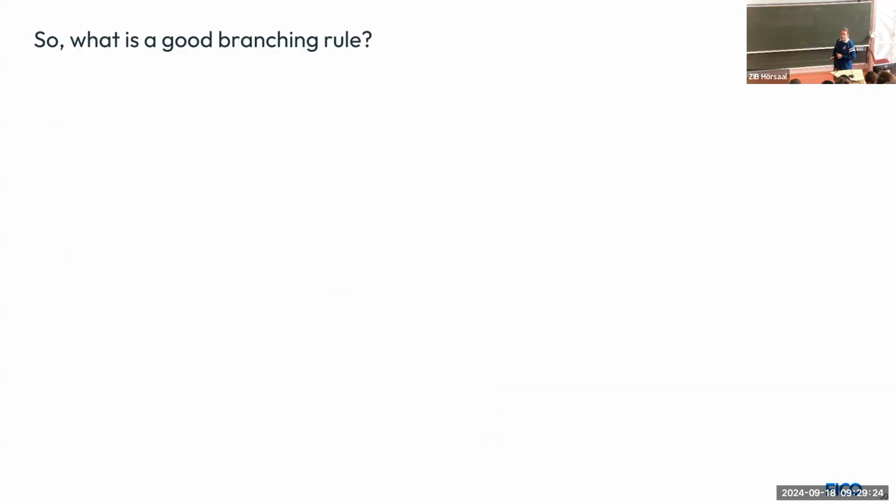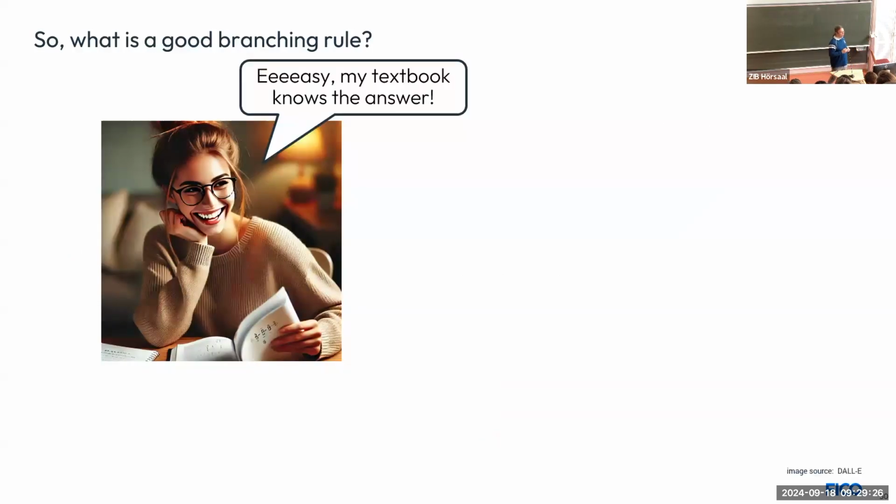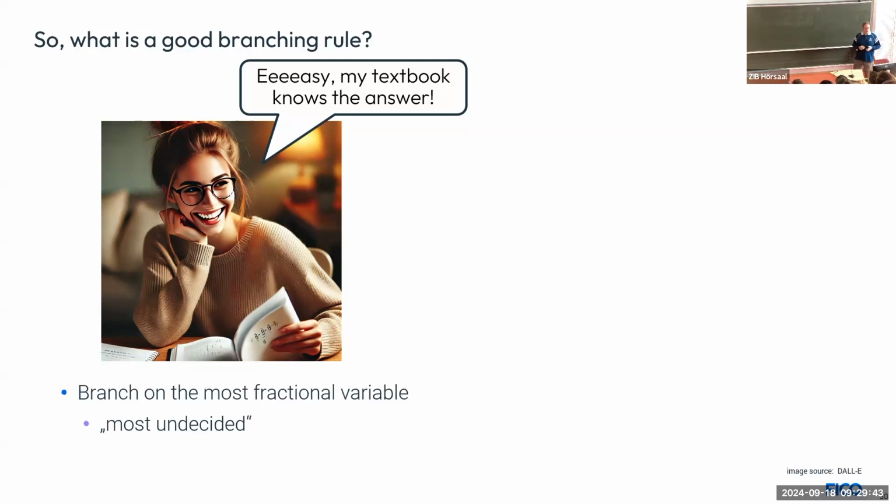And that is the question, what is a good rule for branching? And you might say, well, okay, that's something that I already learned. In my textbooks, in the OR classes that I took, it says I branch on the most fractional variable. That's the most undecided variable. That should be good for something. So lift your arm. Who has heard this in a class, in a textbook? Most fractional branching seems to be a thing, right?